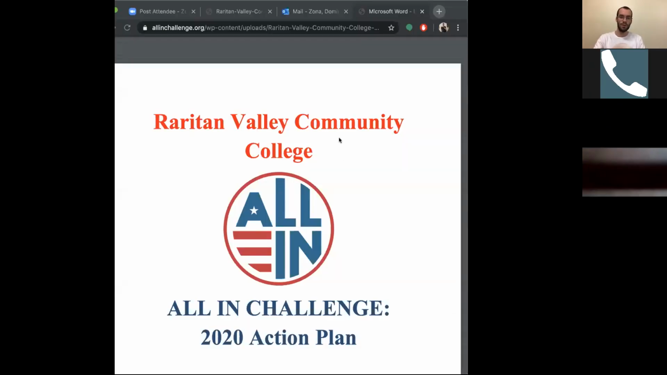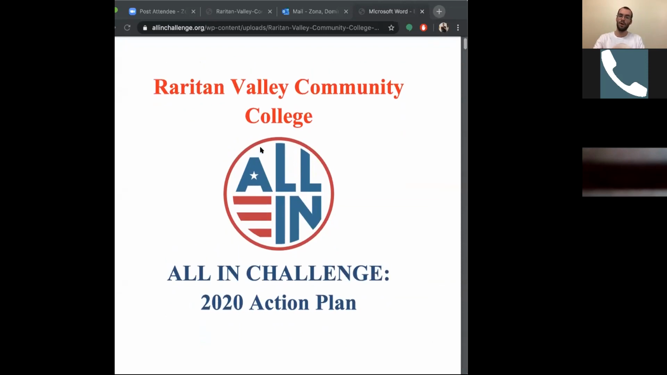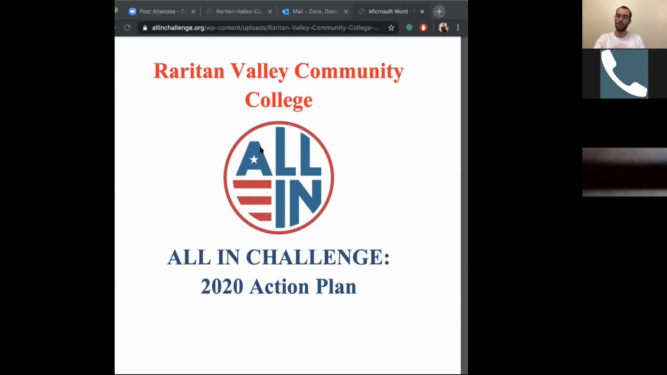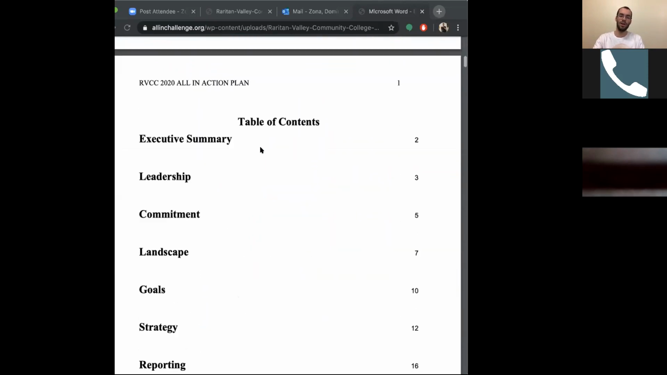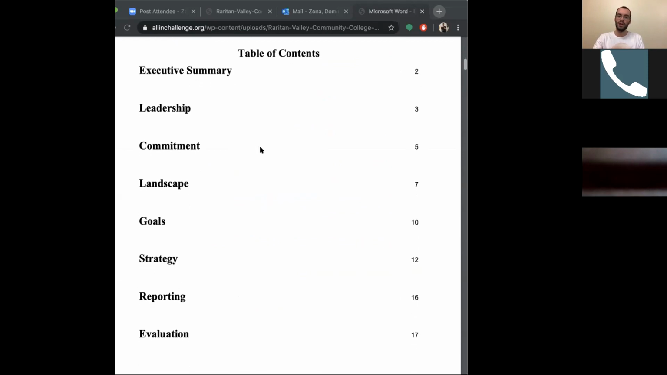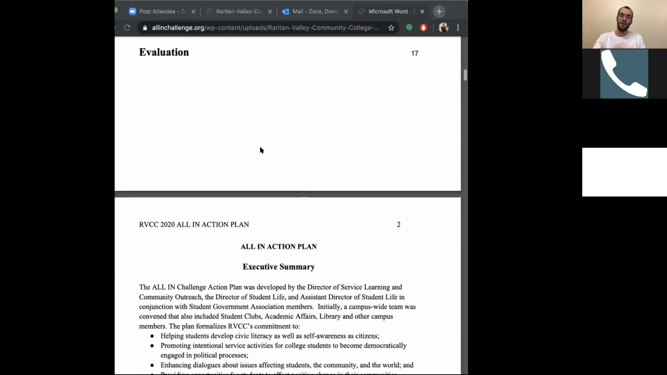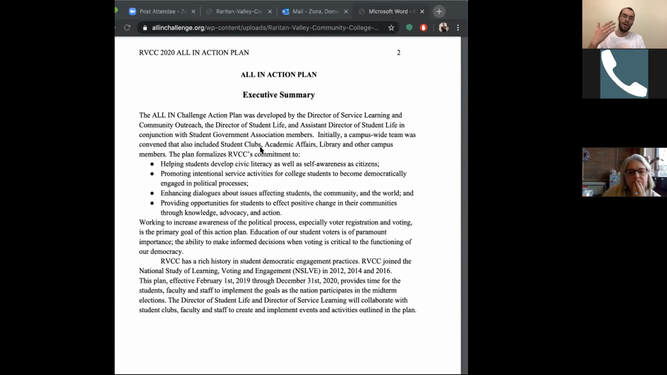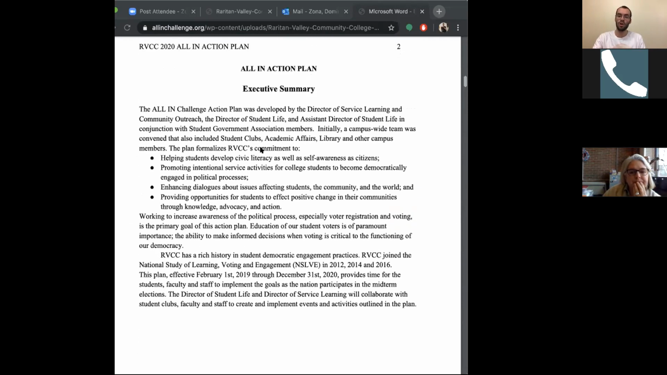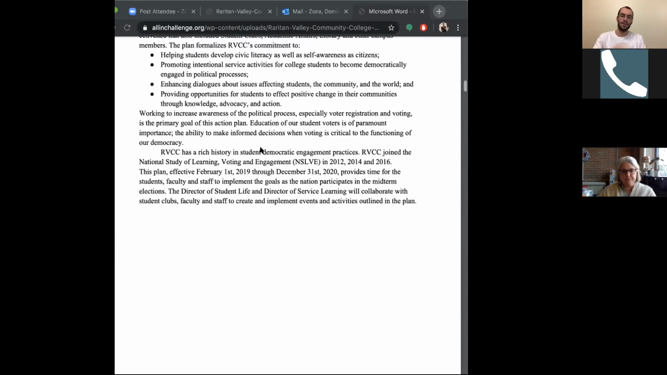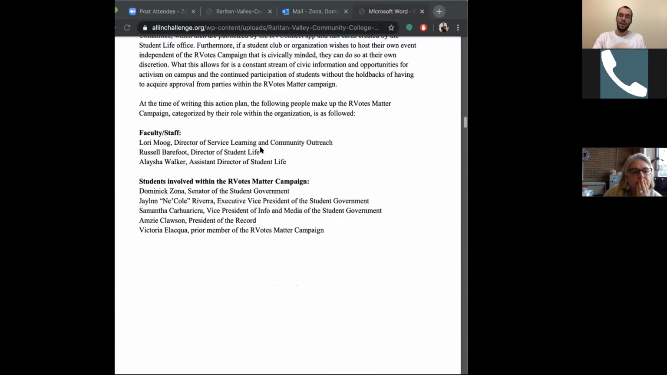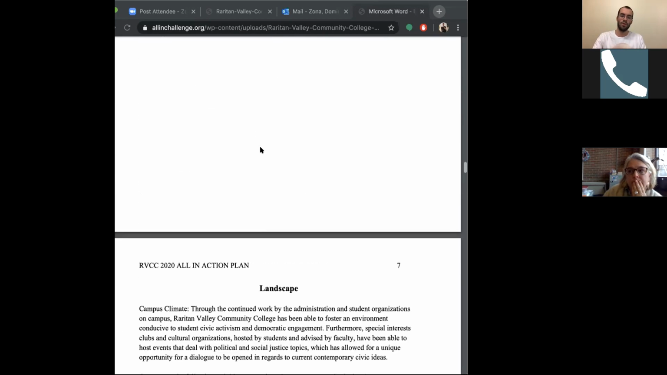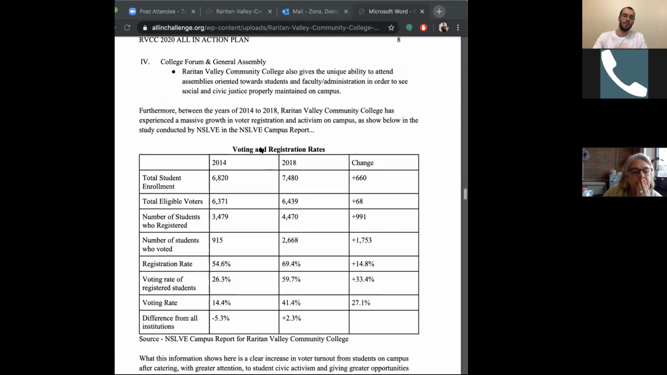So right here, if you guys can see, this is our Raritan Valley Community College All-In Challenge Action Plan. And what this was is an action plan demonstrating a strategy as to how Raritan Valley was going to attempt to increase voter registration on campus and increase the amount of people registered to vote, actively voting, and also knowledgeable about their candidates, regardless of our own leanings as individuals. So one of the ways that the NSLVE data really gave us the cornerstone and the backbone to this project was simply in the information department here.